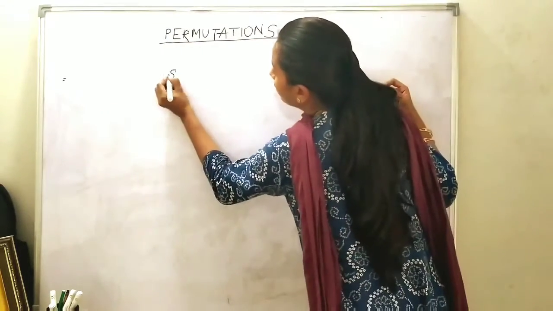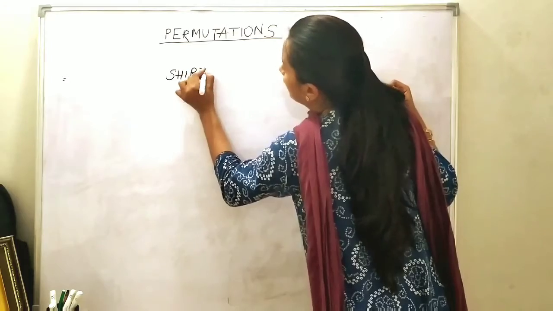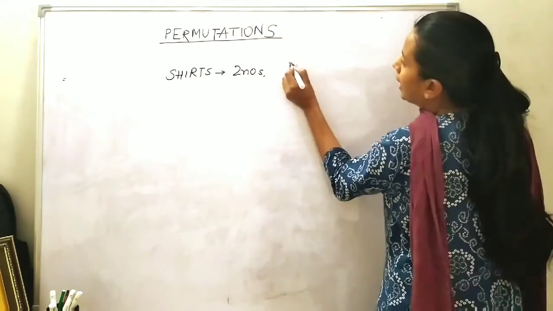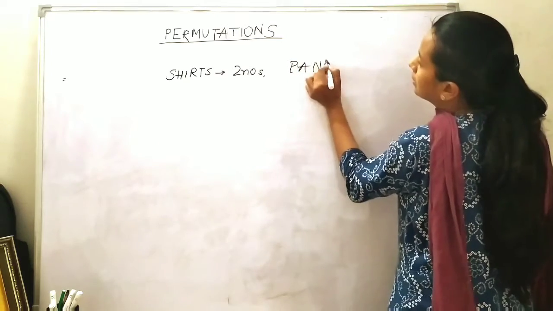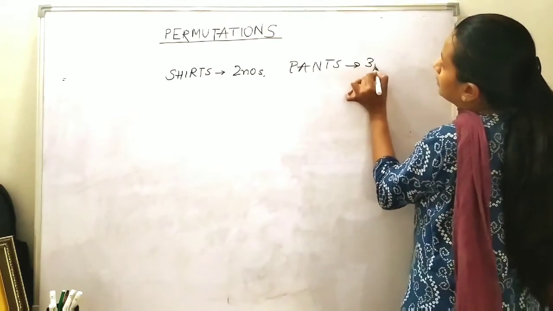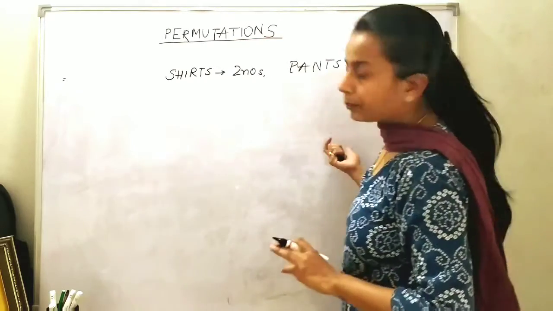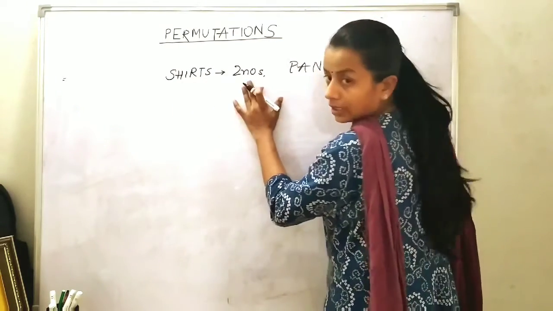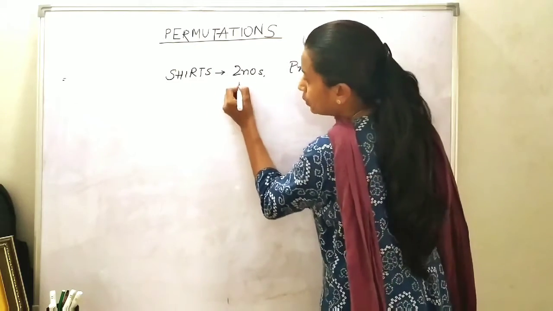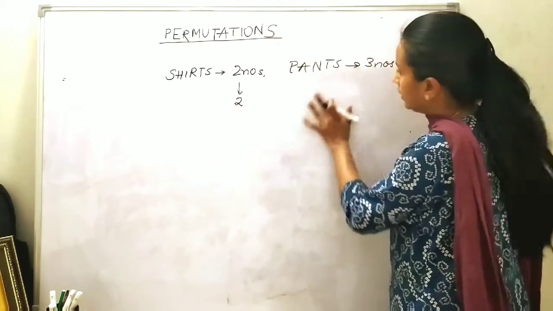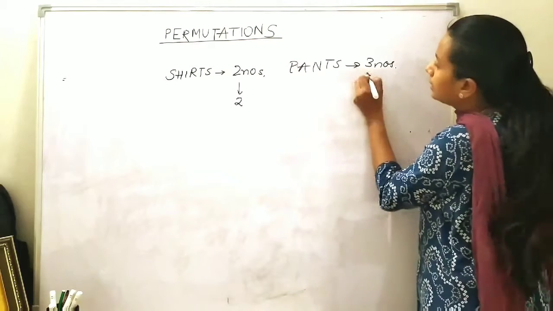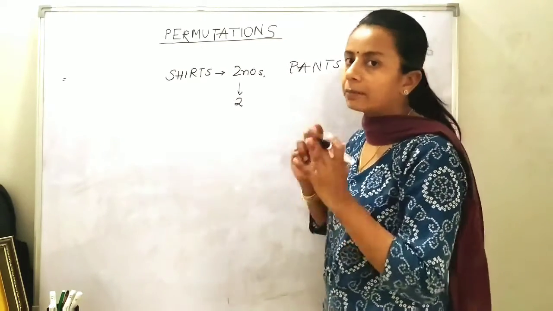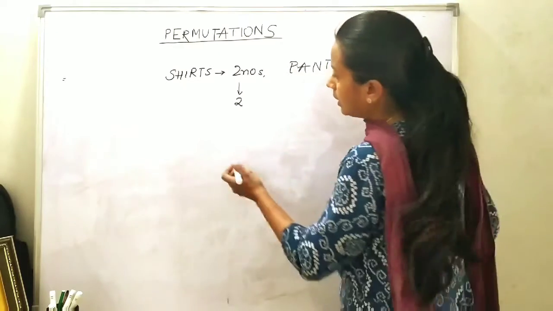Suppose I have 2 shirts and 3 pants. Now the number of ways in which shirts can be selected is 2, and the number of ways in which pants can be selected is 3.